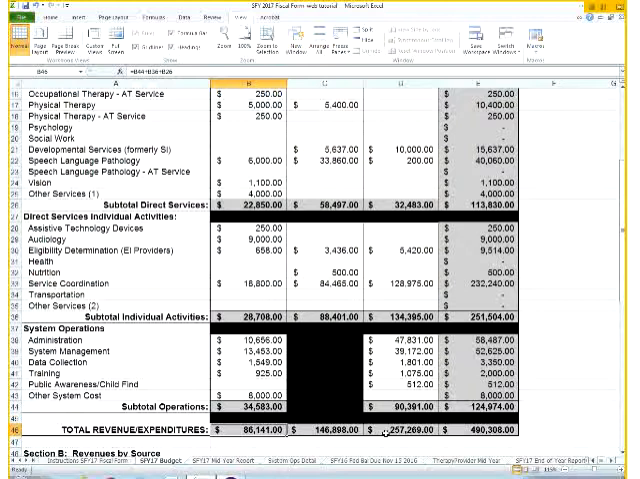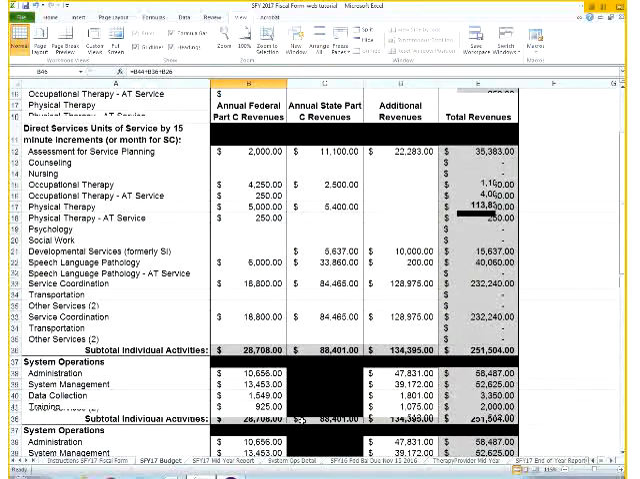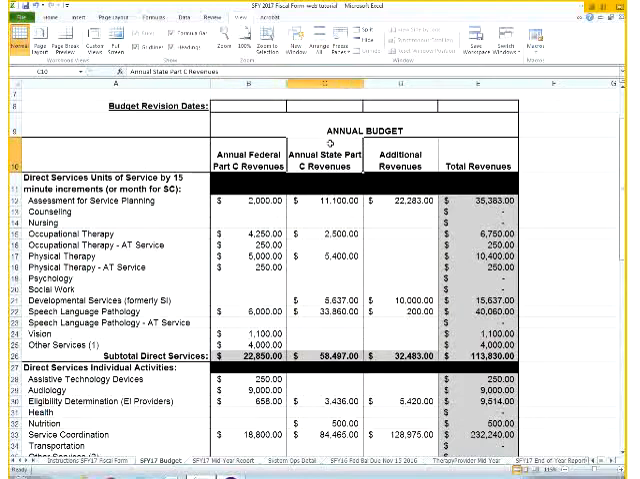Remembering that additional revenue refers to any revenue that your local lead agency receives outside of federal Part C dollars and state Part C dollars. Your annual state Part C revenues here, again, refers to allocated amounts from the state for Part C funds for that particular fiscal year, and again should match the amount specified in your local contract. And additionally, the additional revenues, which I've mentioned, would also include all revenues, actual and anticipated, that would supplement the state and federal Part C dollars.